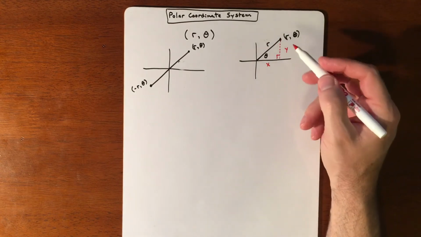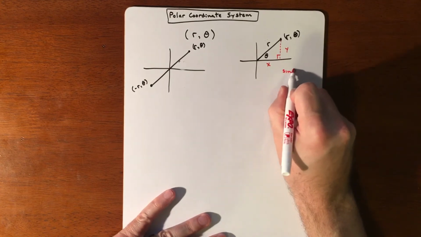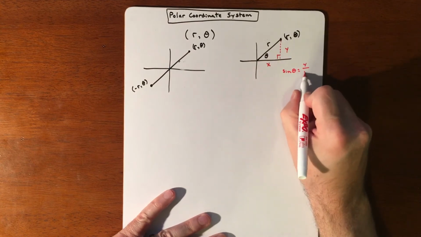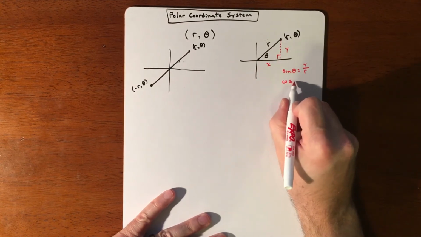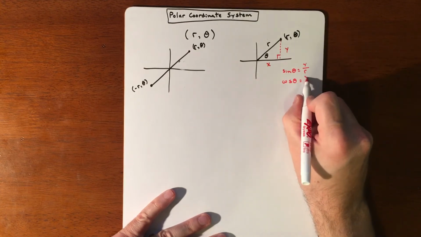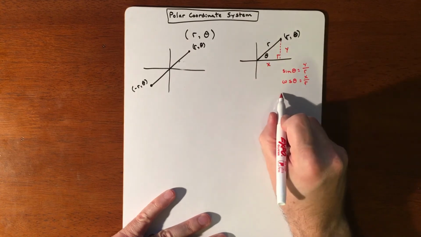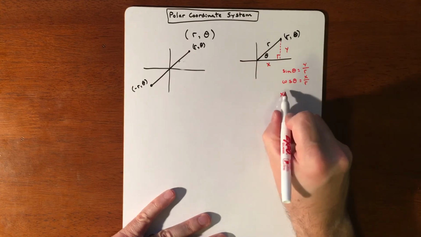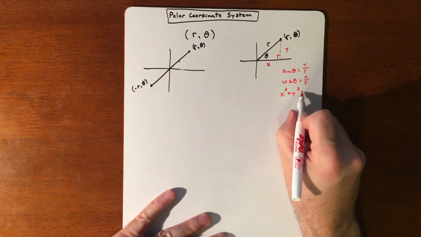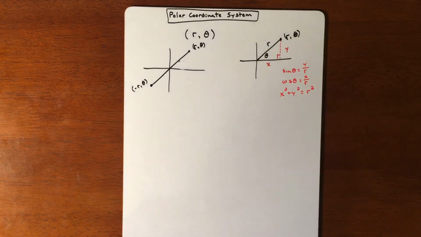But there is definitely a relationship going on, and you still have these relationships: sine of theta is going to be y over r. Cosine of theta is going to be x over r, adjacent over hypotenuse. And then there is still actually an equation of a circle. So there's definitely some relationships going on.